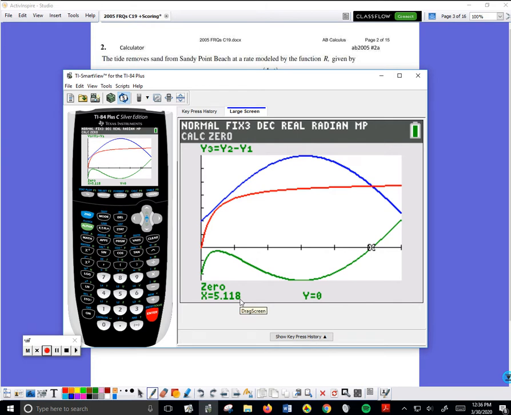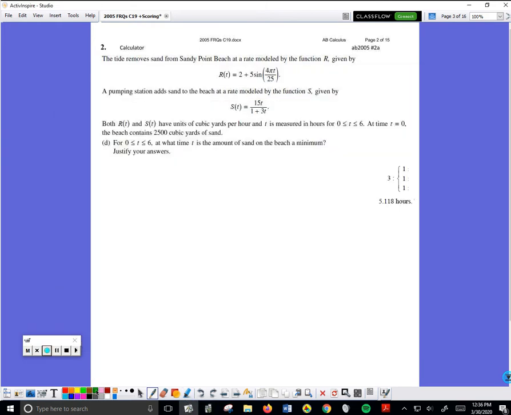5.118. So I write on my paper, make sure this says 0. I write 4 times 0 up to 5.118. A prime of t is negative. So A of t is decreasing.